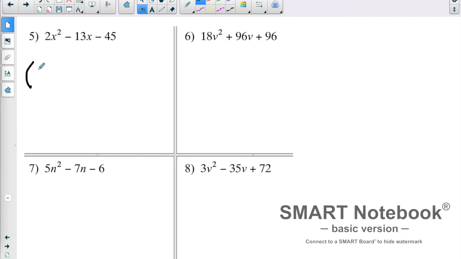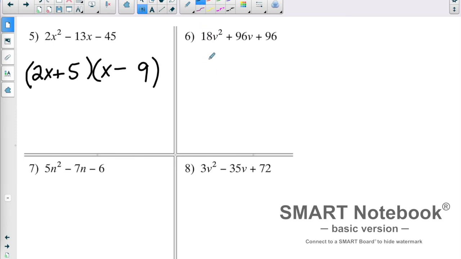Alright, so if you already factored these, there was no GCF in the first one. Let's see, the only way to get a 45 is 9 times 5. So let's put our 9 there, 5 there. We need negative 9 and positive 5. So 2x plus 5, x minus 9.